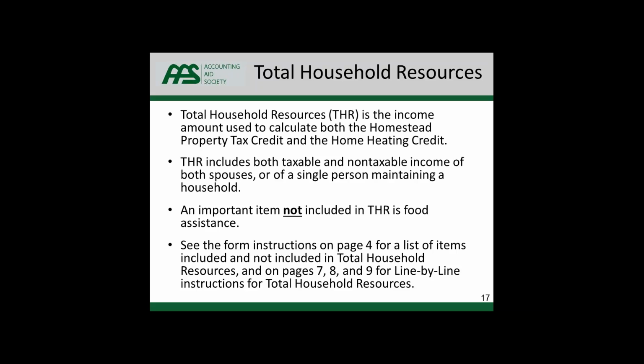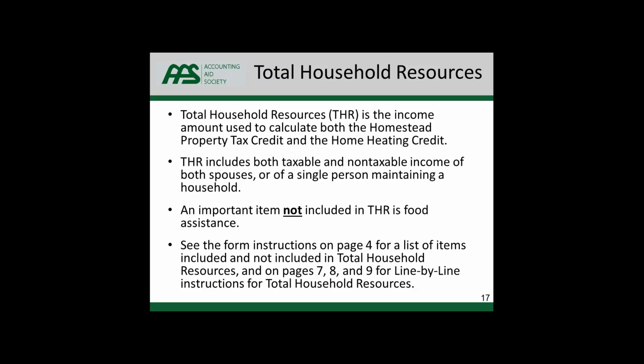All right, we're going to look at total household resources, and we'll come back to it too. That's the income base used to calculate the credit. It used to be called household income. Some who have been around a while probably are familiar with household income. The difference is total household resources does not allow losses from a business or rentals or royalties to offset other income. It includes both taxable and non-taxable income, and that's important.